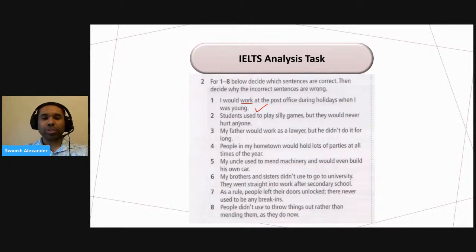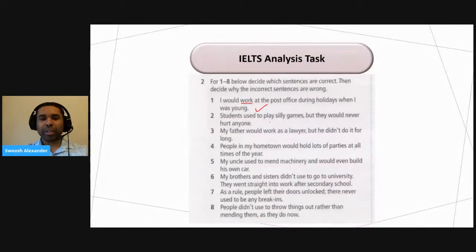What about number 2? Students used to play silly games, but they would never hurt anyone. Is this correct? Okay, so Jamie is saying, yeah, he likes this one. He thinks this is a correct sentence. I agree. Yeah, absolutely.